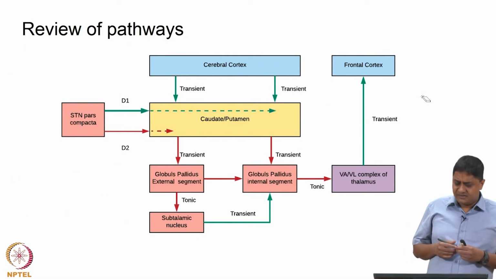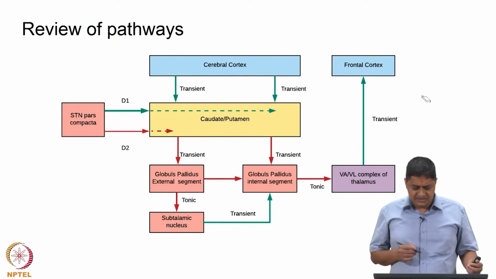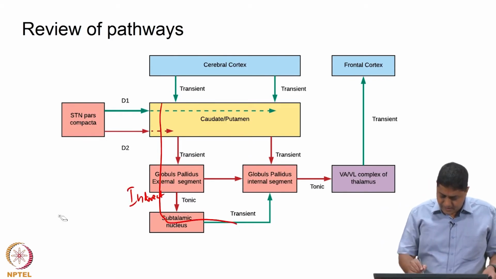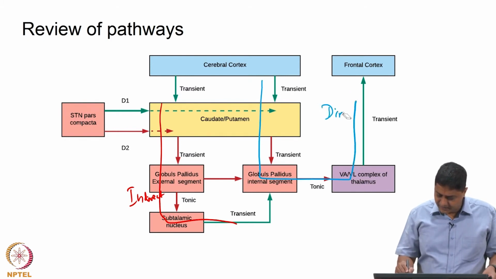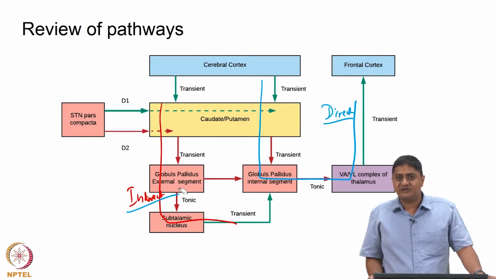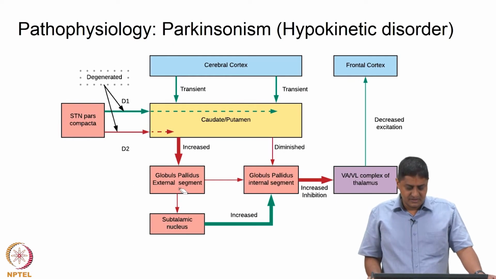How is this caused? Let us remember once again the pathways. This is the indirect pathway and that is the direct pathway. So, depending on which part of the system is compromised, depending on which particular pathway is compromised, the actual manifestation of the pathology is different, right.